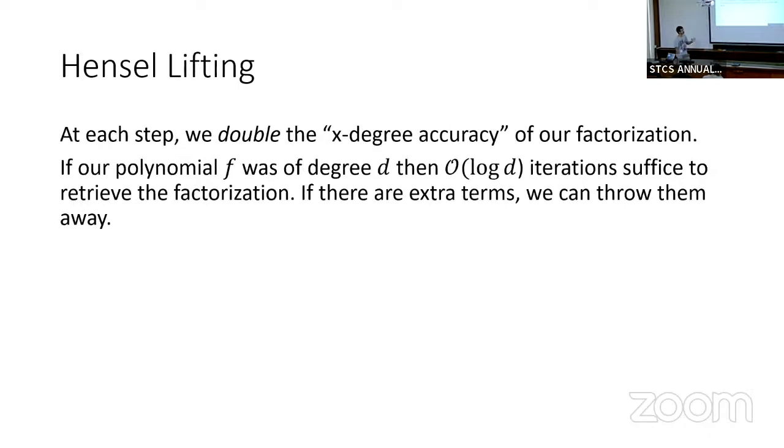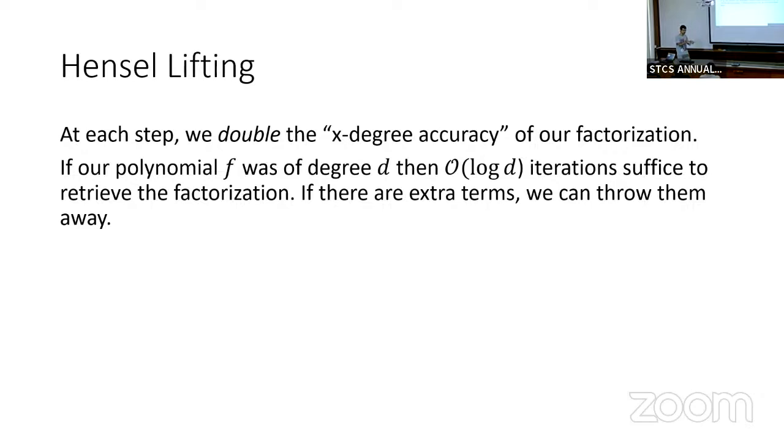So yeah, at each step we are doubling the x degree accuracy of our factorization. If you started off with a degree d thing, then in order log d iterations, you can retrieve the factorization. And if there are extra terms, we can throw them away; I'll come to that again. But if you turn out to be really lucky, and when you drop down to your univariate world, you happen to take exactly the things that correspond to a factor that you want, then you can do this throwing away.